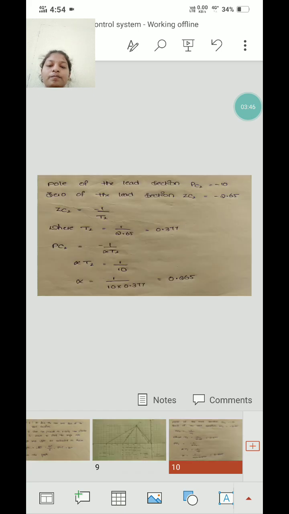Next we go through the pole of the lead section. Pc2 is equal to minus 10 and zero of the lead section Zc2 is equal to minus 2.65. Zc2 is equal to minus 1 by T2, where T2 is equal to 1 by 2.65, which is 0.377. Pc2 is equal to minus 1 by alpha T2, where alpha T2 is equal to 1 by 10. Alpha is equal to 1 by 10 into 0.377. Calculating this we get 0.265.